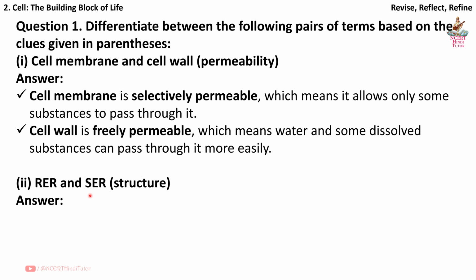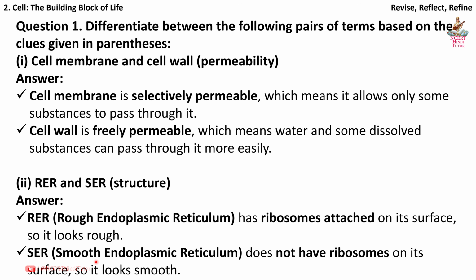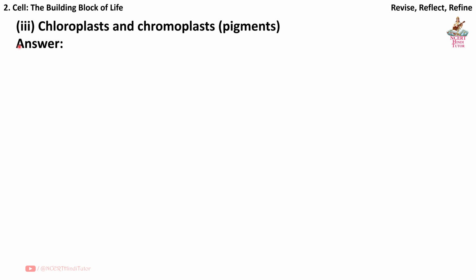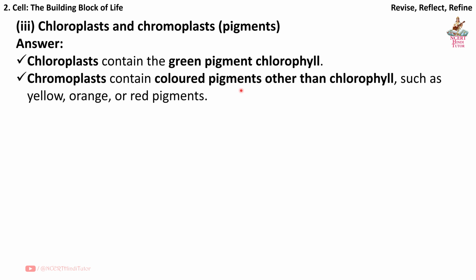Second, RER and SER (structure). Answer. RER, rough endoplasmic reticulum, has ribosomes attached on its surface, so it looks rough. SER, smooth endoplasmic reticulum, does not have ribosomes on its surface, so it looks smooth. Third, chloroplast and chromoplast (pigments). Answer. Chloroplast contain the green pigment chlorophyll. Chromoplast contain colored pigments other than chlorophyll, such as yellow, orange or red pigments.